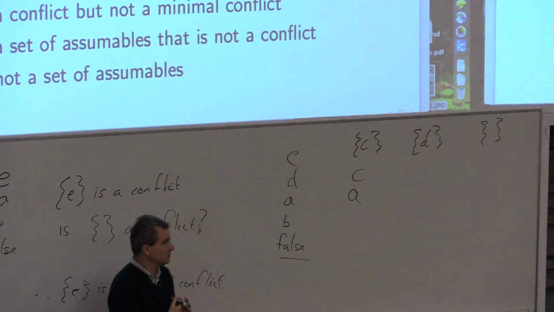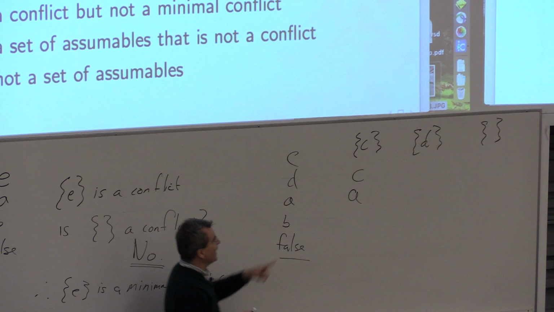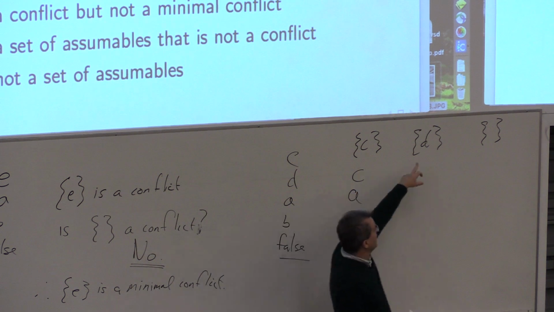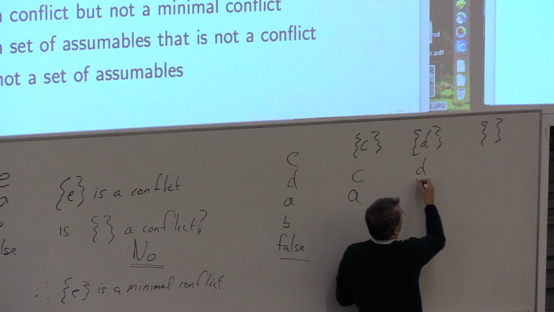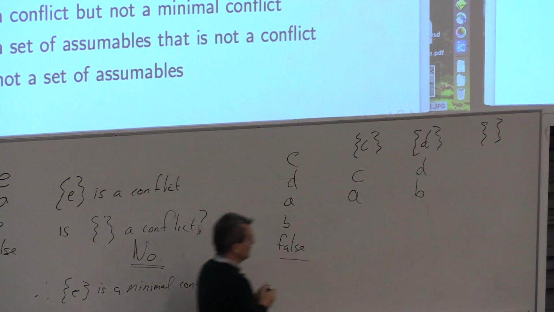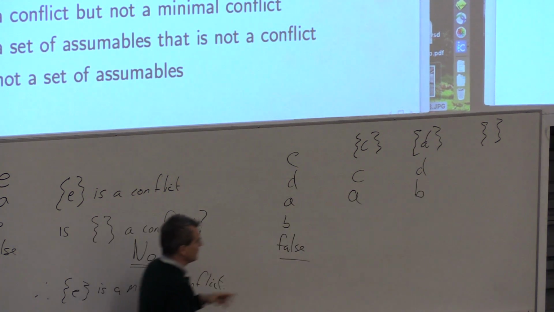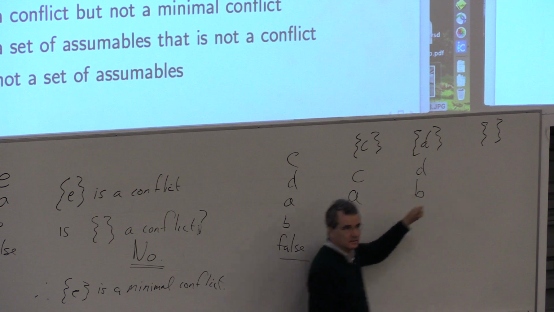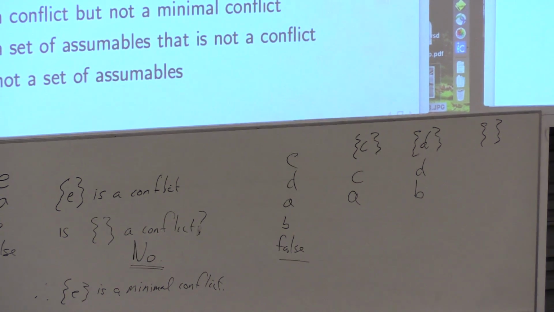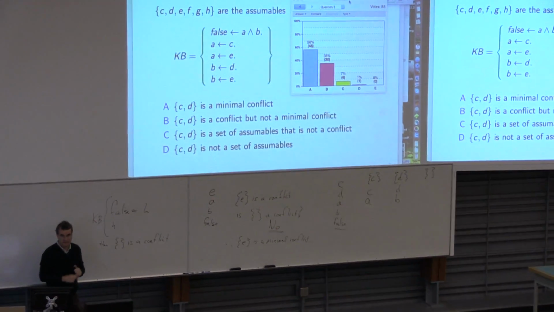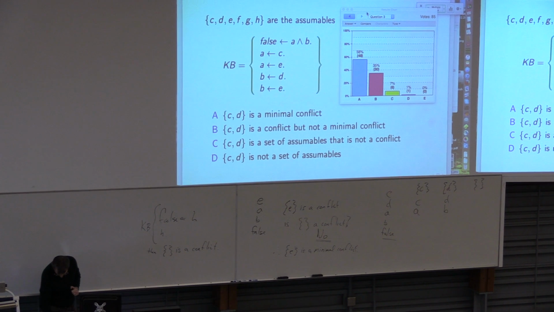Right, so we can't get to false. If we start with D, we can derive D, we can derive B, and then we stop again. And if we start with the empty set, we can't get anything. So no subset of it is a conflict, so it's a minimal conflict. Does that make sense? So the answer here is A.